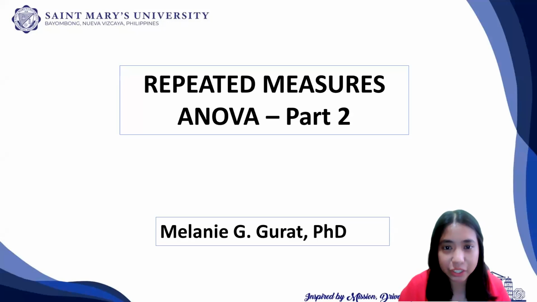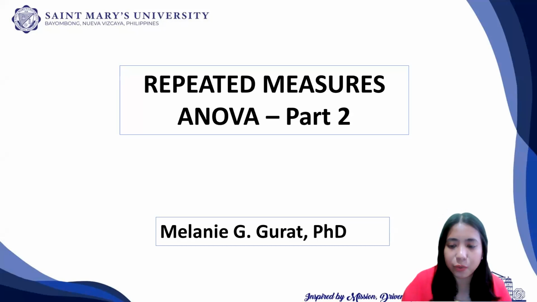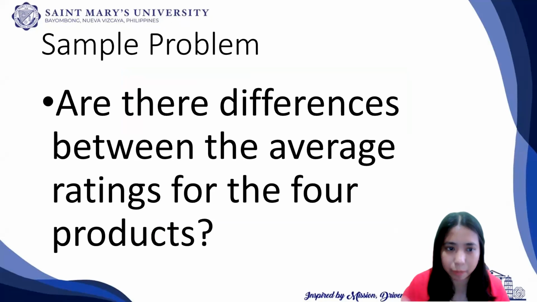So this is part 2 of the discussion on repeated measures ANOVA. In part 1, we talked about the different assumptions of the repeated measures ANOVA. In this video, we will be considering one particular problem and generate what tables are needed for us to answer the problem given, of course, the sample problem.